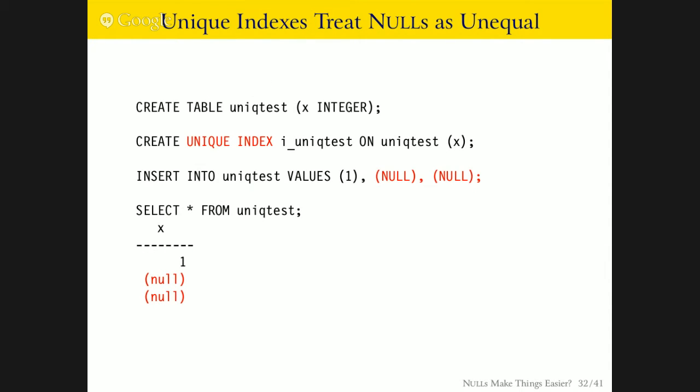Unique indexes treat null as unequal. This is, again, what Richard was talking about with the unique index. You can create a unique index and put multiple nulls in there. We're certainly happy to do that. Informix and Microsoft SQL Server are not.